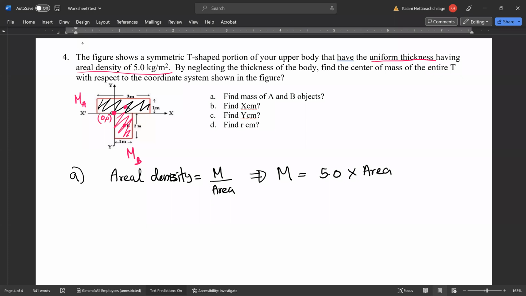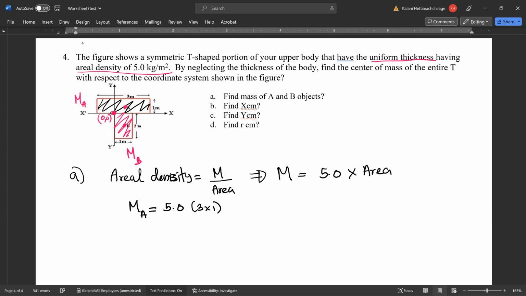Okay, so now let's write it for the A object. The A object mass will be 5, and the area of that black shaded part will be, you see that 3 is the length and 1 is the width, then your area will be 3 times 1.